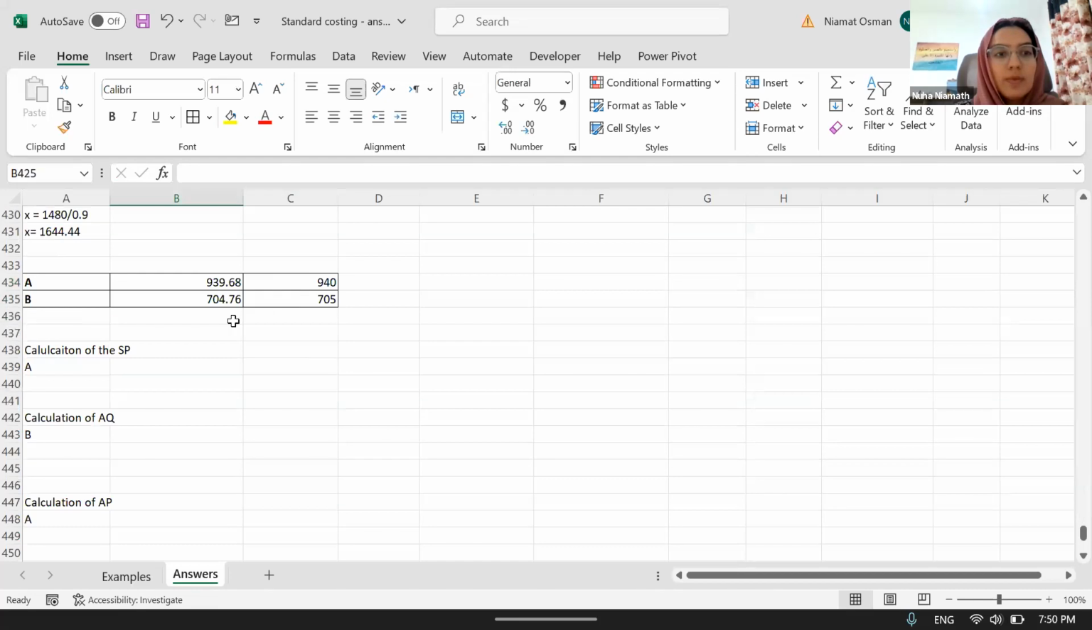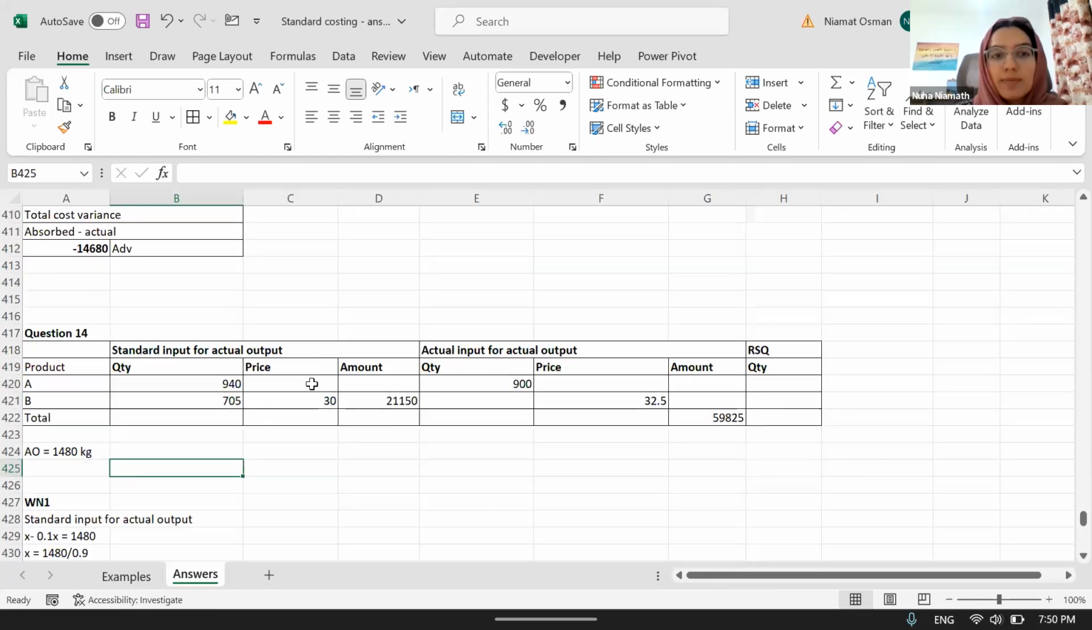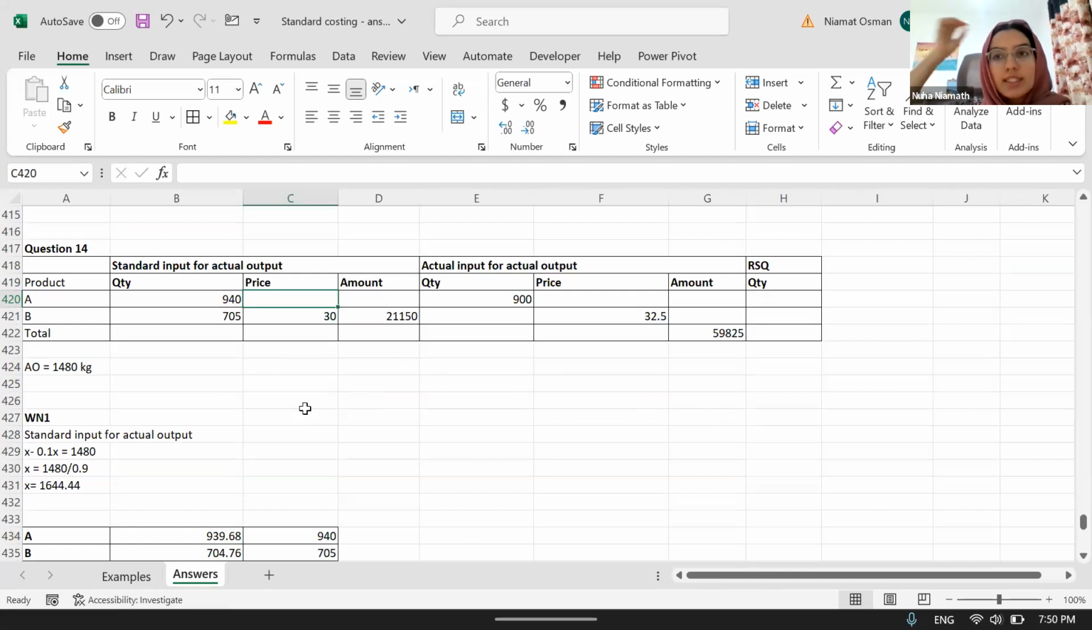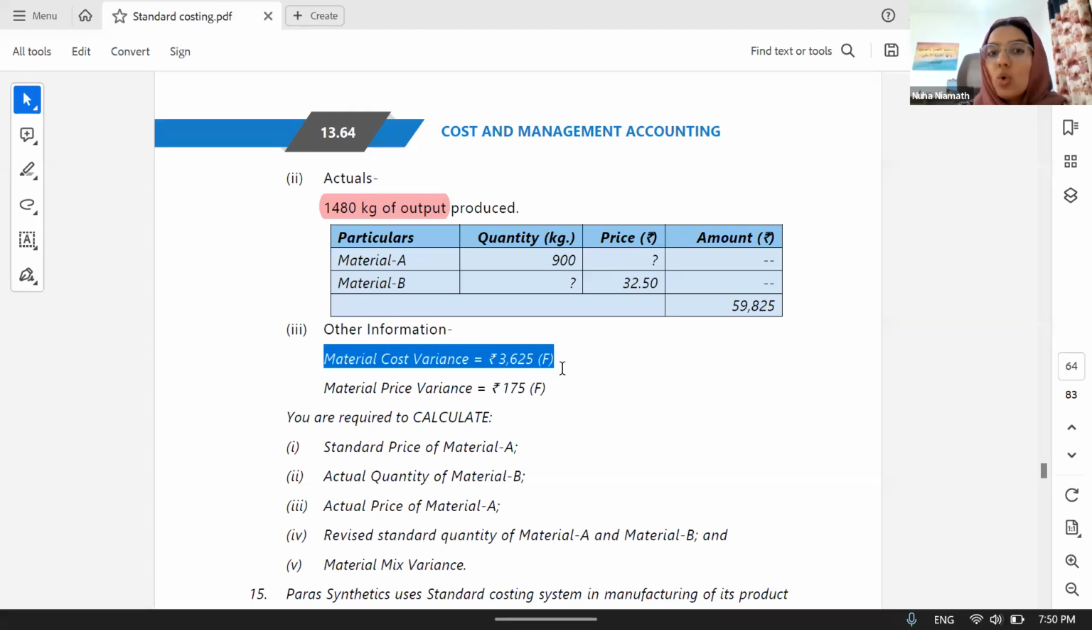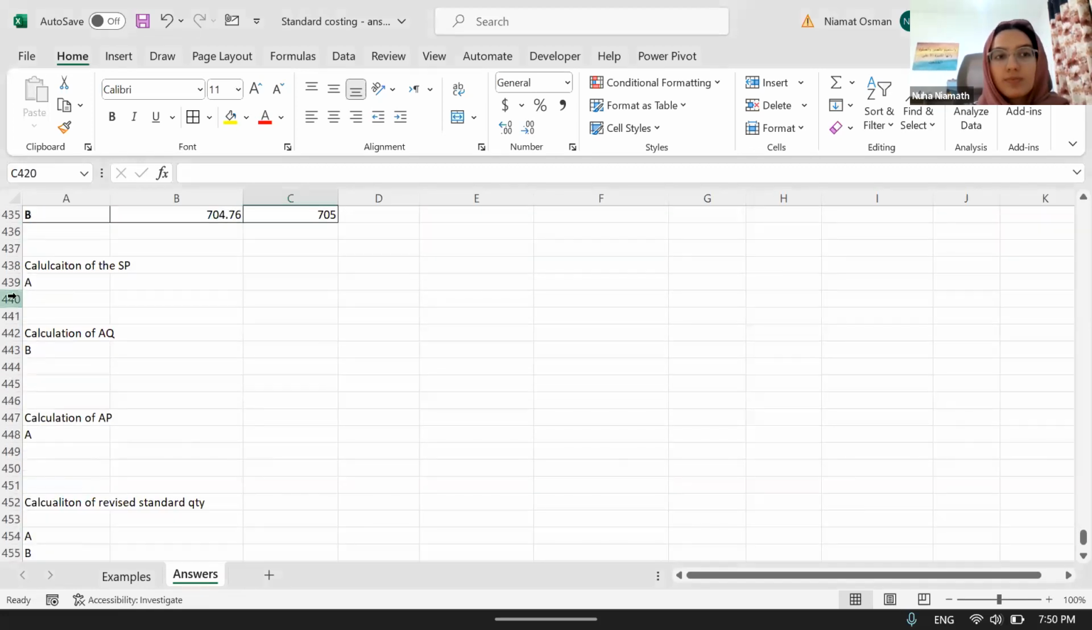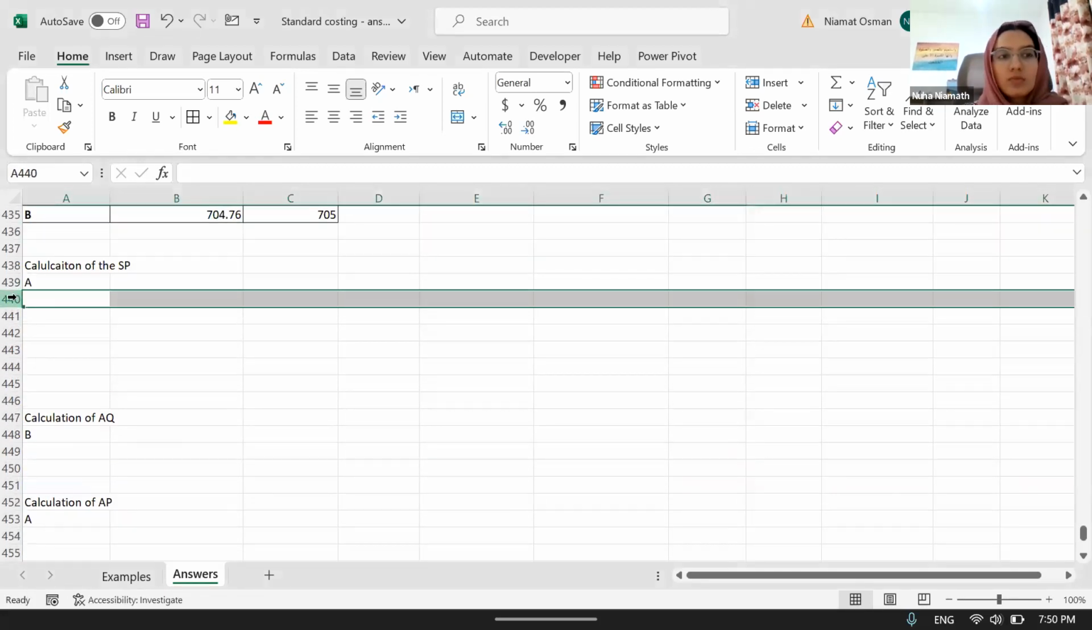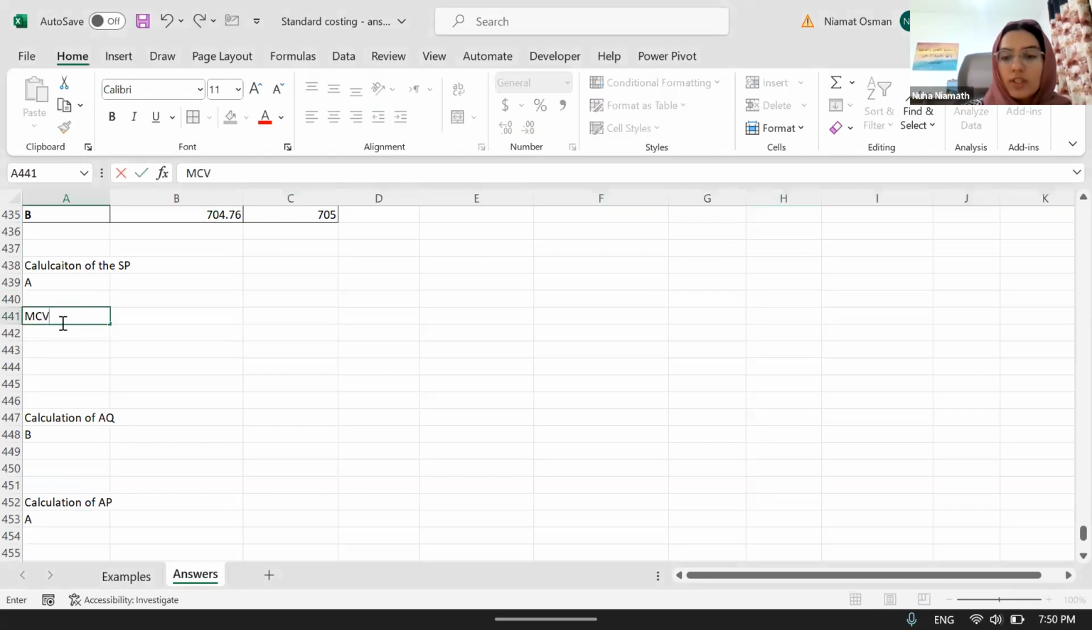Okay. Now, next what we need is the calculation of the standard price of A. This is missing. How do we calculate the standard price for A? Now, what we have is the total material cost variance. How do we calculate material cost variance? Material cost variance is equal to SQ into SP minus AQ into AP. Correct?